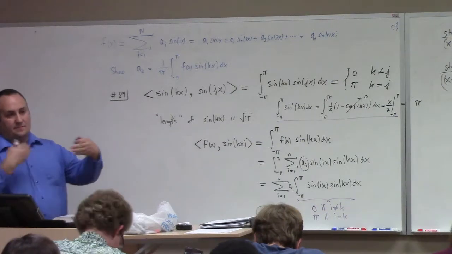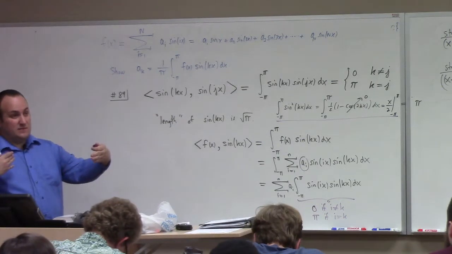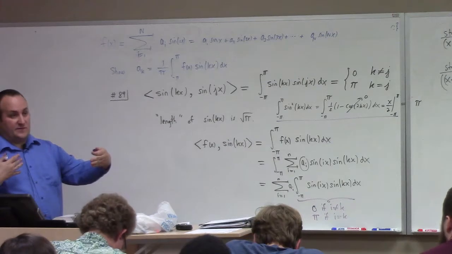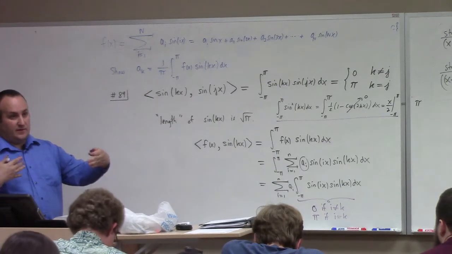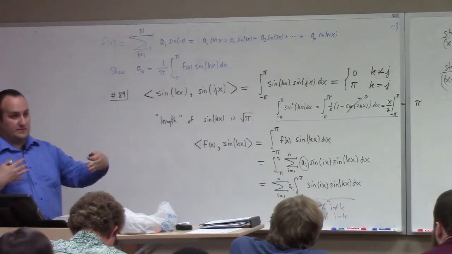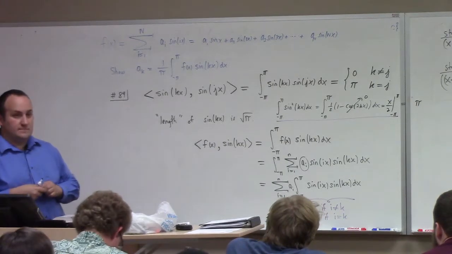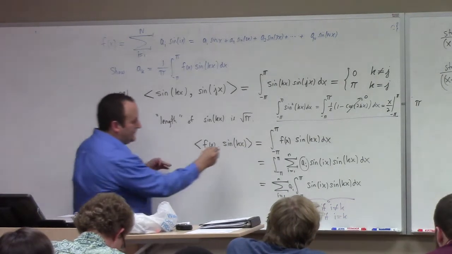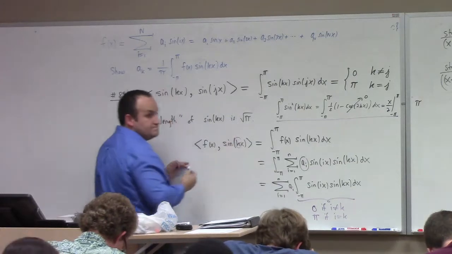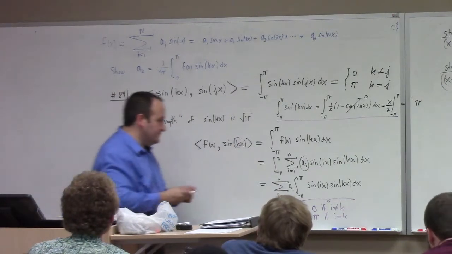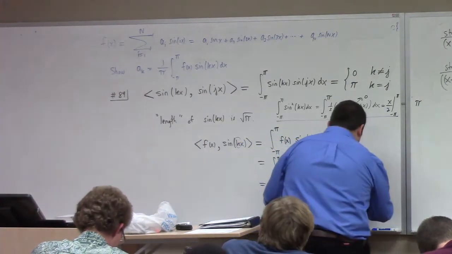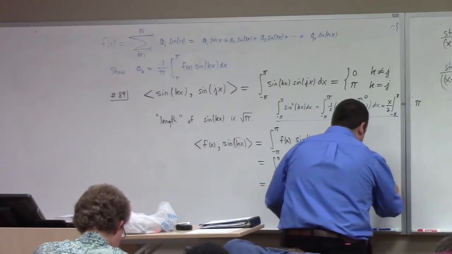So you have the sum of n things, but only one of those things counts. They're all 0, except for the kth one. And the kth one gives me a sub k times pi.